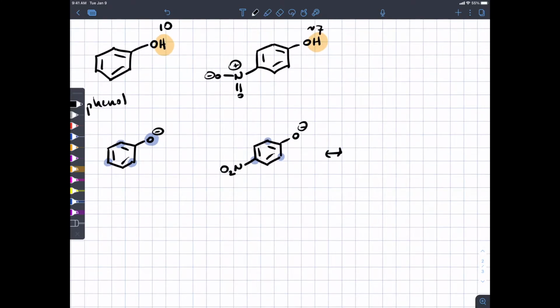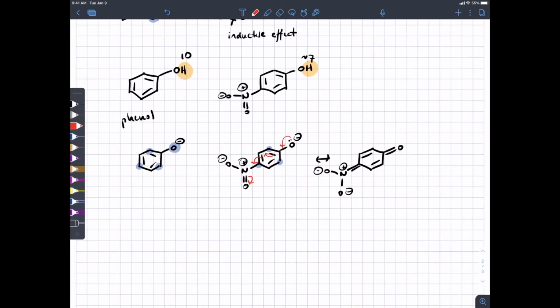nitrophenol as well, except for the presence of an additional resonance structure that looks like this, where we're basically moving the negative charge from the oxygen out onto one of the nitro group oxygens. And that's how you get from the resonance structure on the left to the resonance structure on the right.